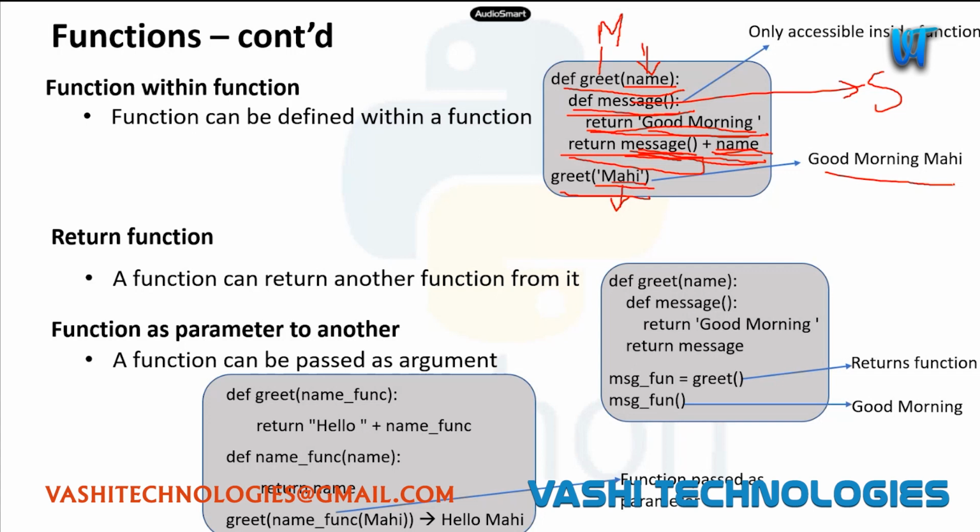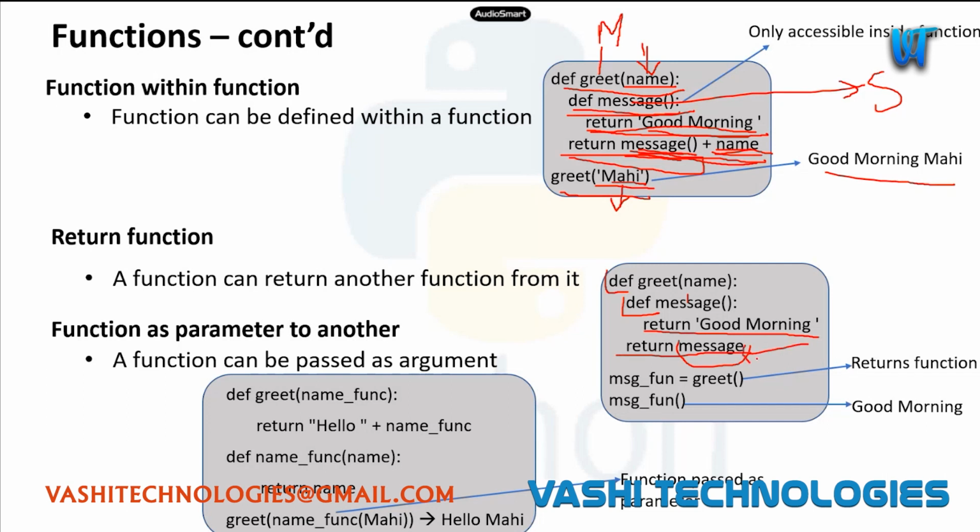And return function, same. There I am returning that message with a function call, right? Instead of doing that, I can just do return message. In this example, this is my outer function and this is my inner function. So the inner function's return is good morning and the outer function's return is message. This message is nothing but the inner function. I'm directly returning the inner function.